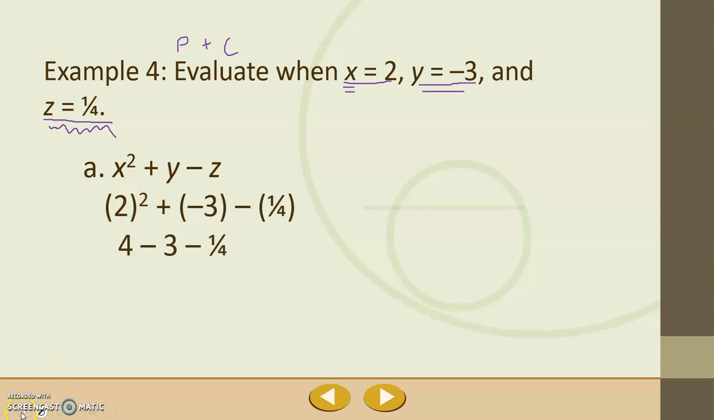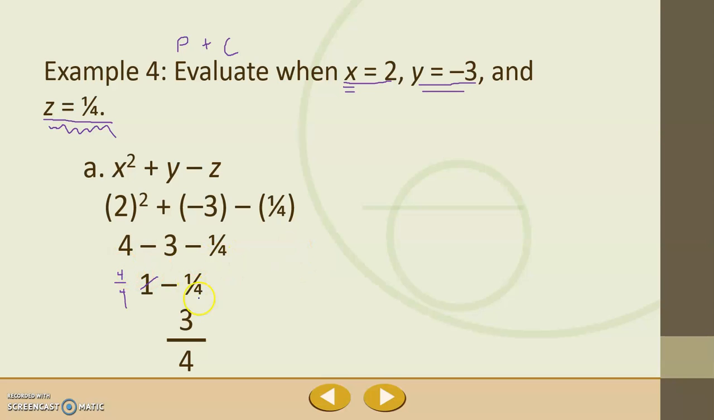Using our order of operations, we simplify 2 squared to 4. We're adding a -3, which is just subtracting 3, and then subtracting 1/4. We have 1 minus 1/4. Now we know when we add and subtract fractions, we have to have a common denominator. 1 is just the same as 4/4.